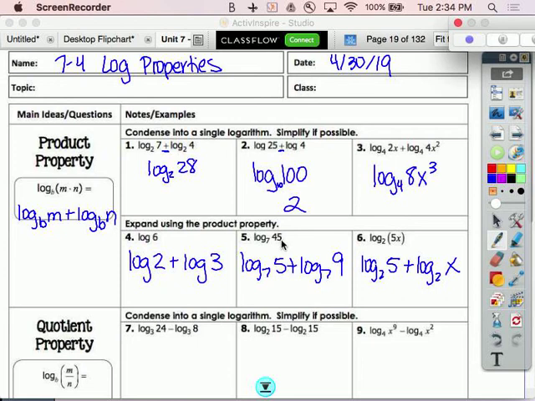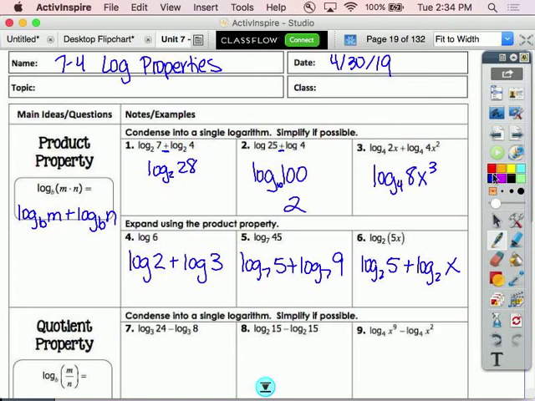Log base 7 of 45. 45 is 5 times 9. So we can make that log base 7 of 5 plus log base 7 of 9. Now some books are going to want us to go even further, because 9 can be written as 3 times 3. You would go this far. You could even go that far. Not right now, no.